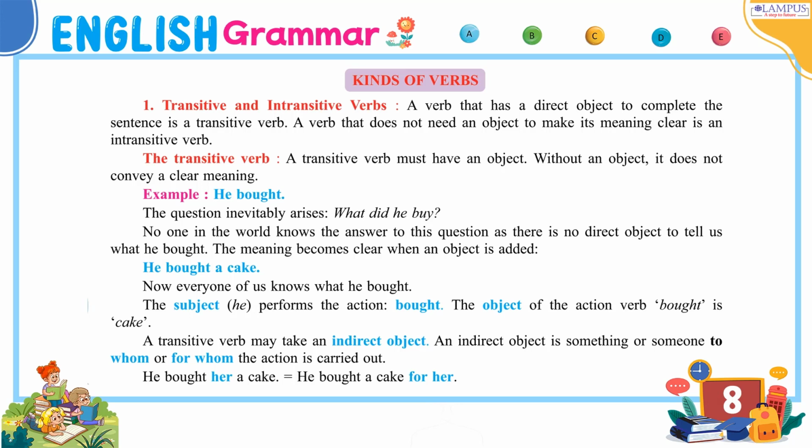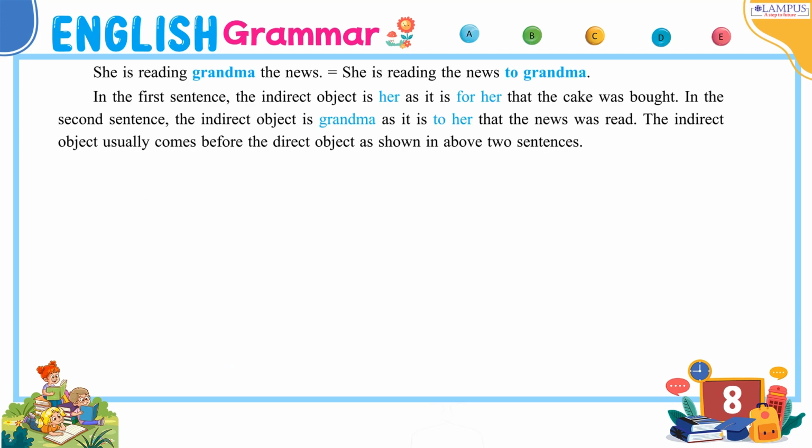A transitive verb may take an indirect object. An indirect object is something or someone to whom or for whom the action is carried out. He bought her a cake, which is the same as, he bought a cake for her. She is reading grandma the news, which is the same as, she is reading the news to grandma.